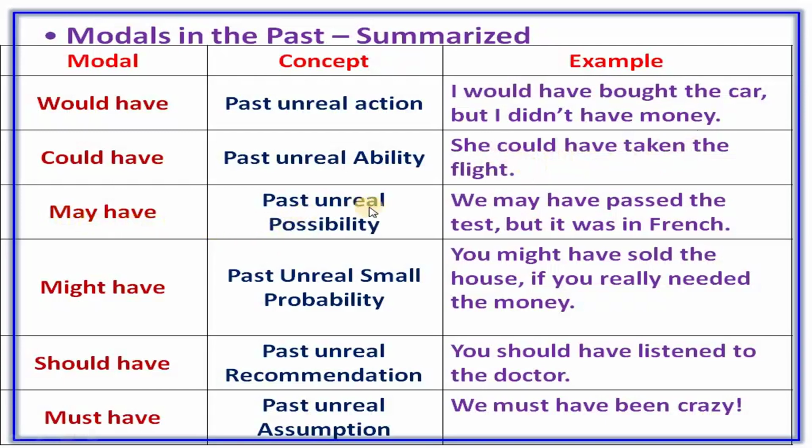May have, past unreal possibility. We may have passed the test, but it was in French. Might have, past unreal small probability. You might have sold the house if you really needed the money. Should have, past unreal recommendation. You should have listened to the doctor. Must have, past unreal assumption. We must have been crazy.